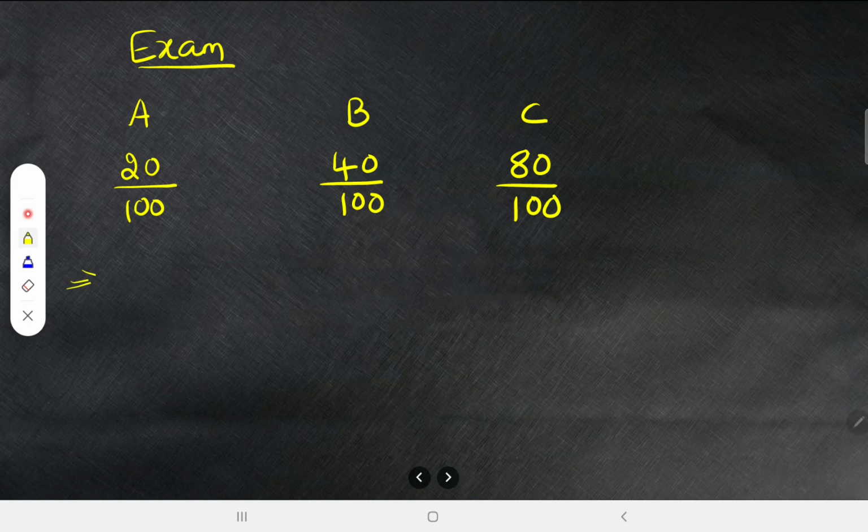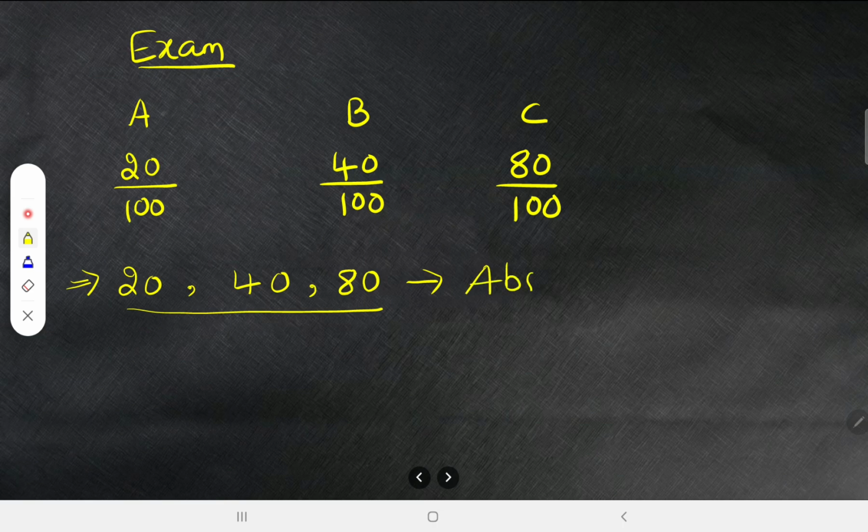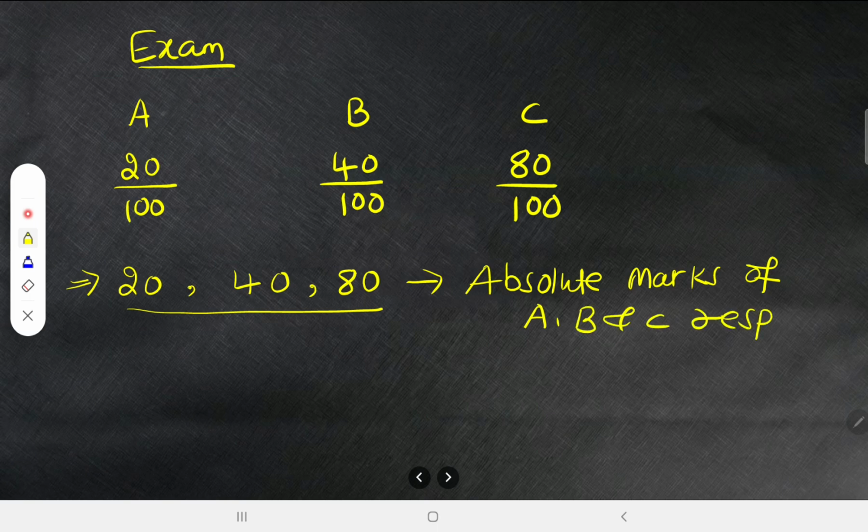Now, whatever these 20 marks are scored by student A, these marks are called the absolute marks of student A. And these 40 marks are called the absolute marks of student B, and whatever 80 marks are scored by student C, these are also called absolute marks. So 20, 40 and 80 are called absolute marks of A, B and C respectively. All right. But now they want to compare with each other.